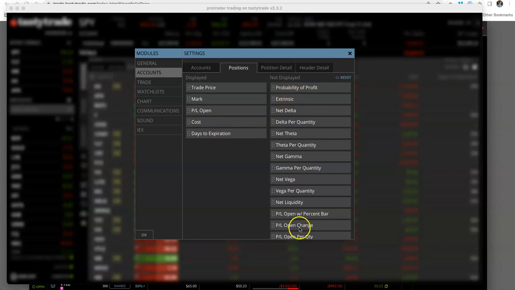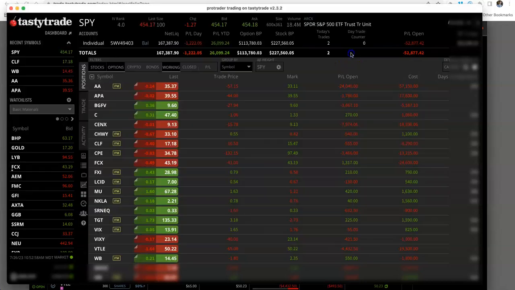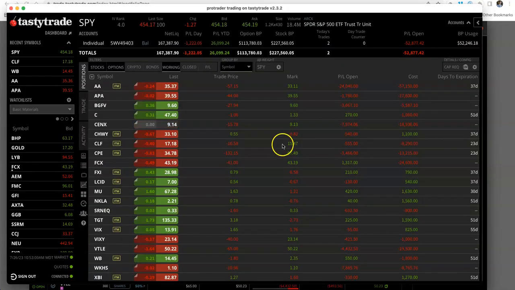You're going to have a whole bunch of other stuff, delta and theta and all that stuff. I don't care about any of that at all. I want trade price, mark price, P&L open, cost, days to expiration. And honestly, cost, you could live without that. So the reason that we're going to do all this stuff is it's going to be as close as anything we can get to our web platform.